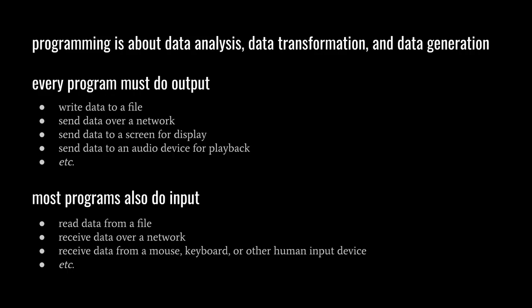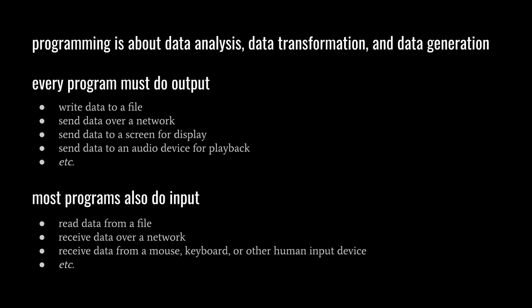And to be a useful program, every program must do what we call output. It must write data outside of itself. It must write data to a file, send data over a network, put data on the screen to display, send audio data to an audio device that then gets played out through speakers, etc. These are all forms of output. And if your program doesn't do any output, then it's a useless program because it doesn't have any effect on the world that any human can observe.